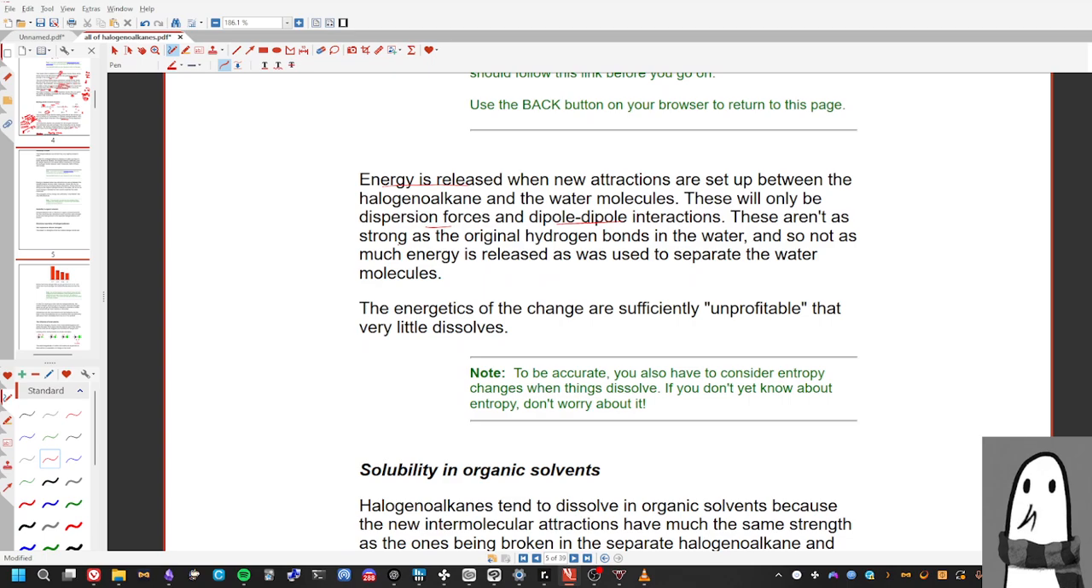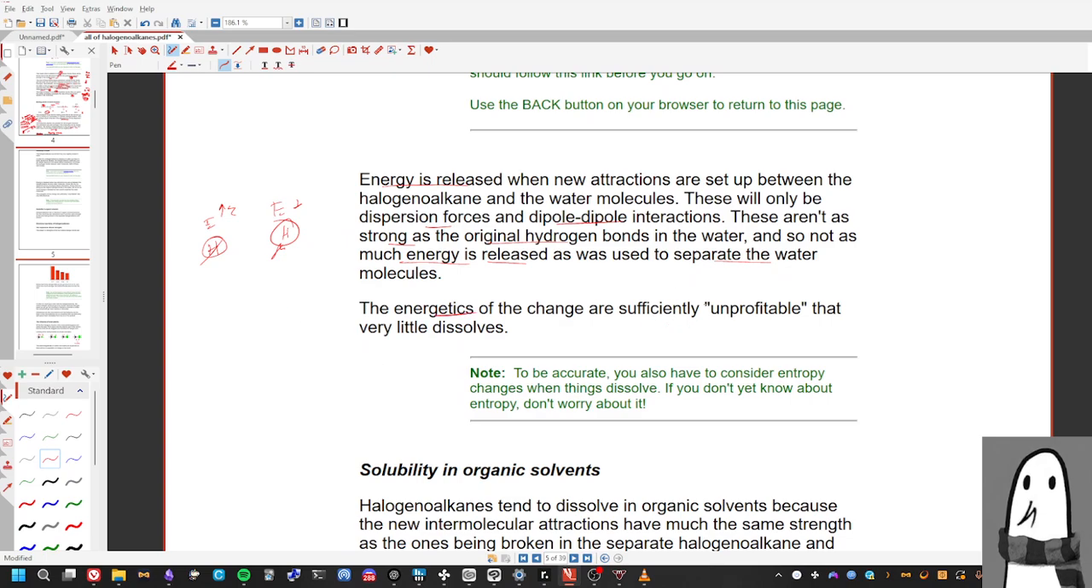So, since these aren't as strong as the original hydrogen bond in the water, not as much energy is going to be released as was used to separate the water. So what they're saying is the energy released is not going to be as much as the energy taken in, mainly because the hydrogen bond is much stronger when you take in energy to break it. Since no hydrogen bonds are being formed, the energy released is not as much.